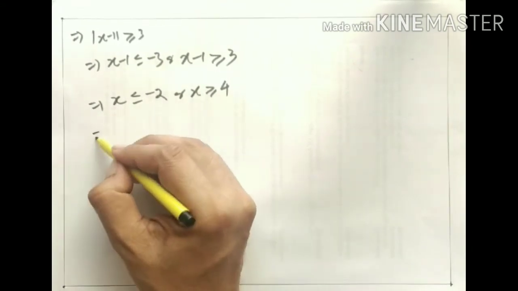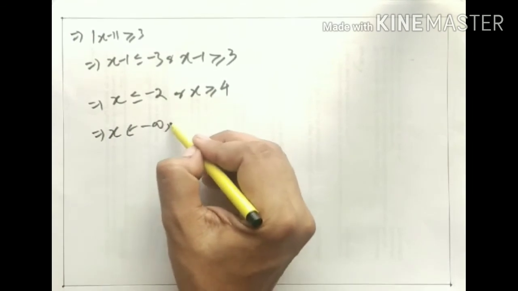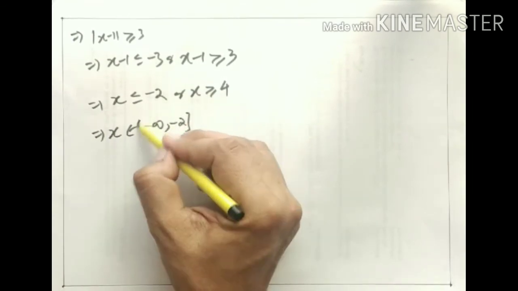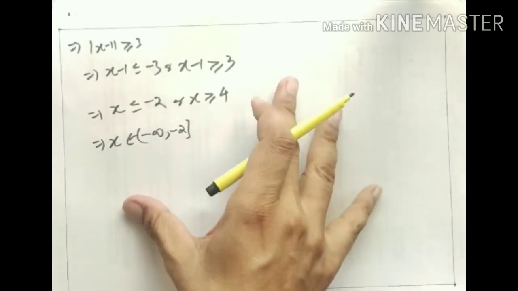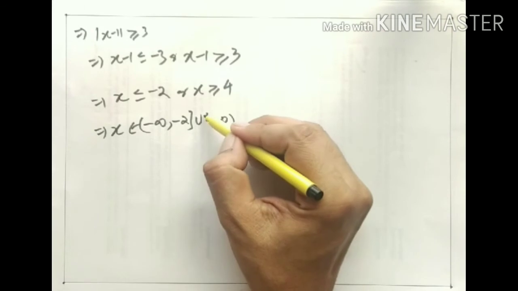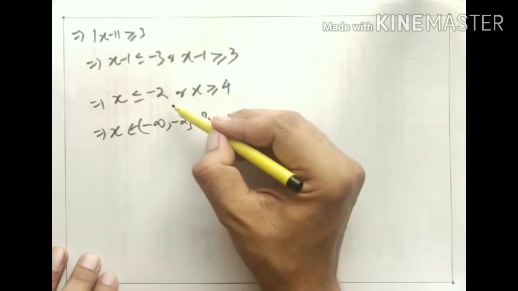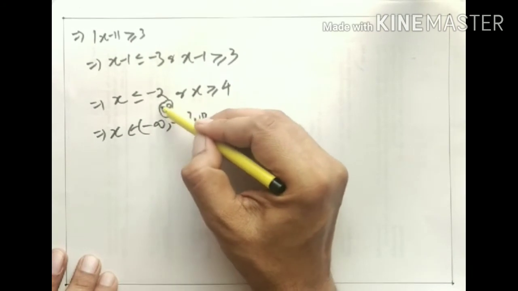So it can also be expressed as x belongs to (-∞, -2] union [4, ∞). This is a round bracket and this is a square bracket, and this is 4, infinity, with a square bracket. So that will be the answer. The answer can be in any form, either this form or that form.